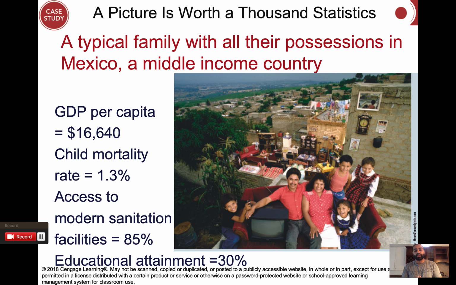Now, all of Mexico isn't completely developed. There are places where they don't have access to adequate resources, hence the lower number. And then educational attainment is 30%, so about 30% of their population has enrolled in higher education.